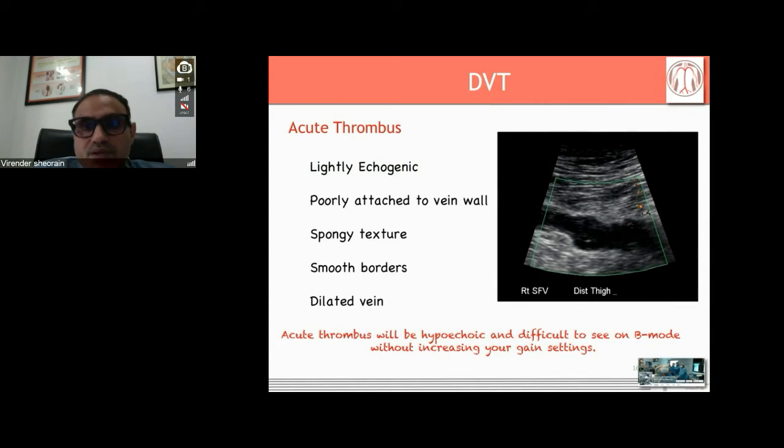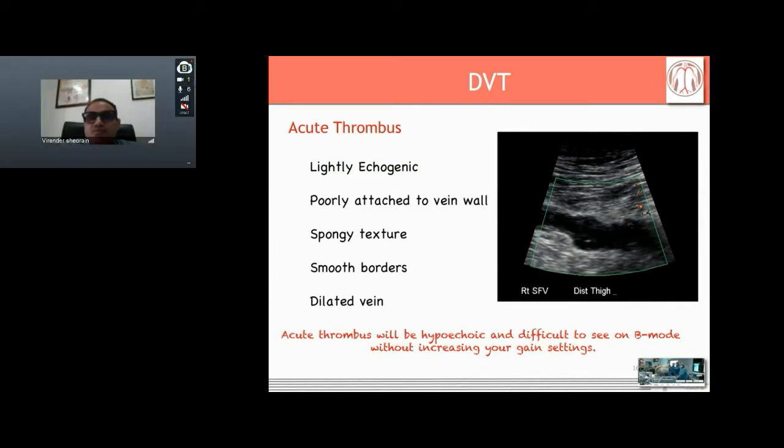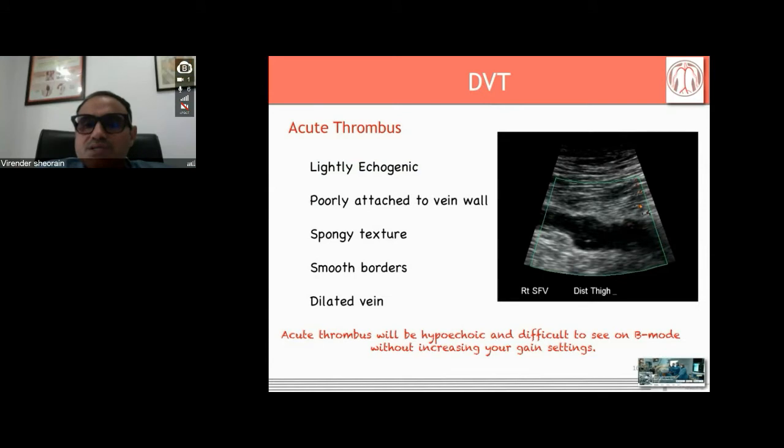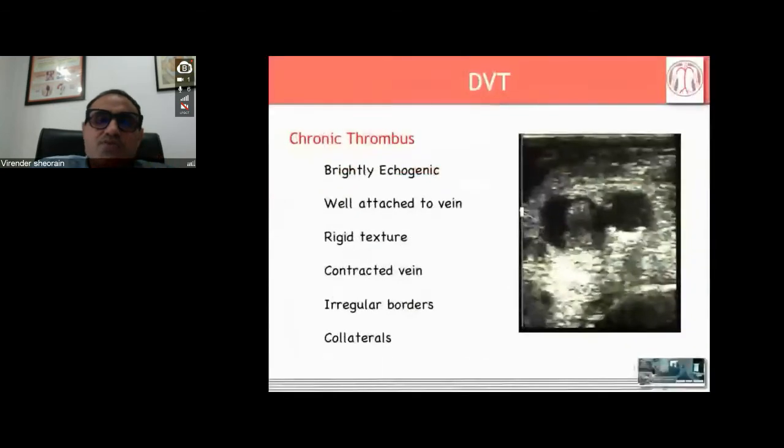So when you compress the vein, you will feel that you are missing something. It has smooth borders, the vein is distended, it is dilated. So acute thrombus will be hypoechoic, and basically it's a hyperacute, I would say, and difficult to see on B mode without increasing your gain settings. And I have seen many reports which are easily missed when the DVT is hyperacute.